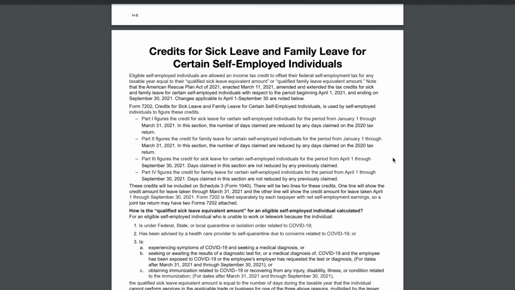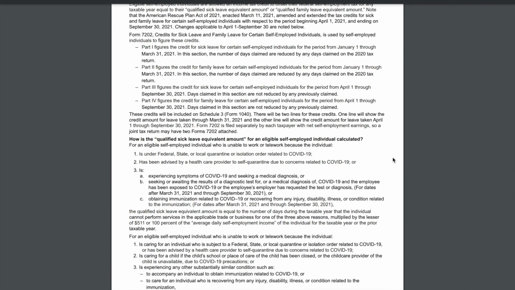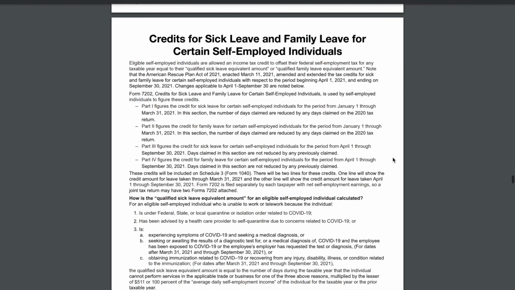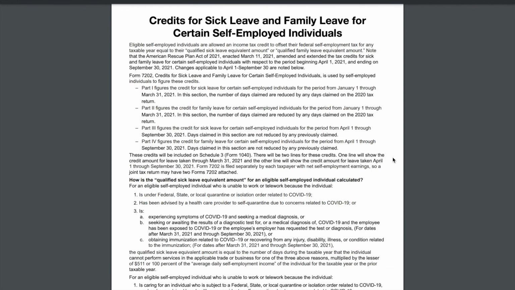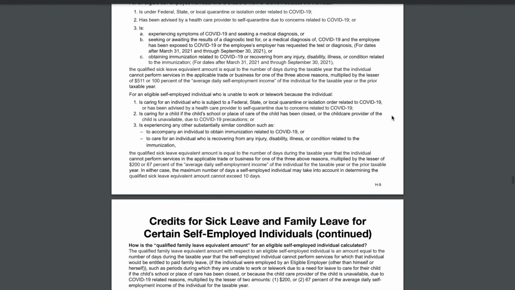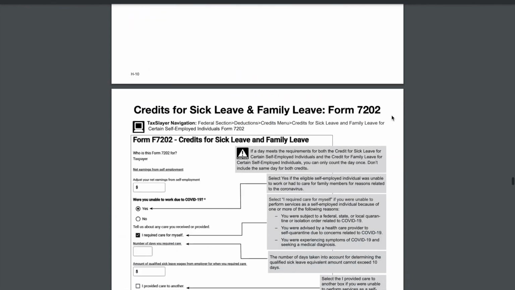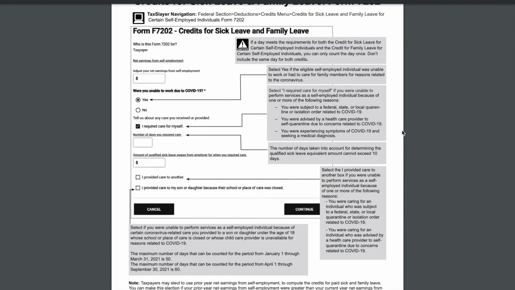And here we have credits for sick leave and family leave for certain self-employed individuals. Again, this is something that we don't see come up very much, so I didn't cover it within the lecture, but it's important to know that it's here if a self-employed individual had these circumstances come up. Again, this is just showing you how to fill it out.